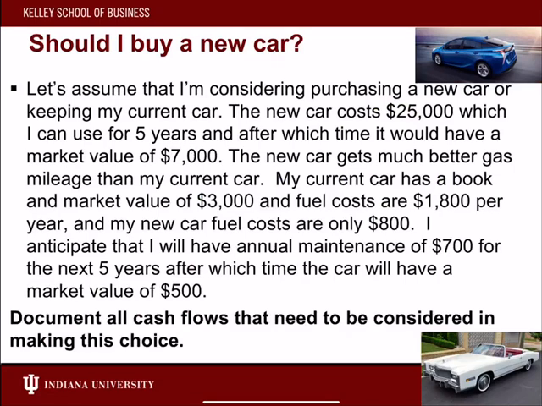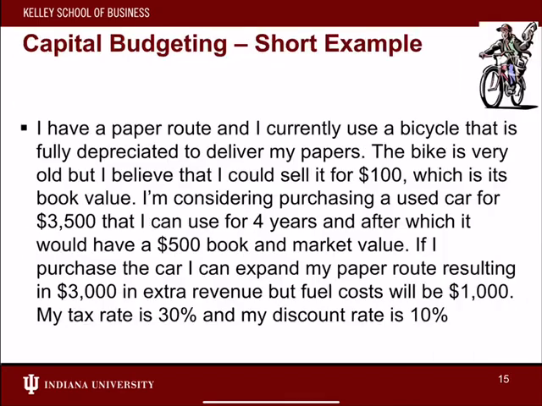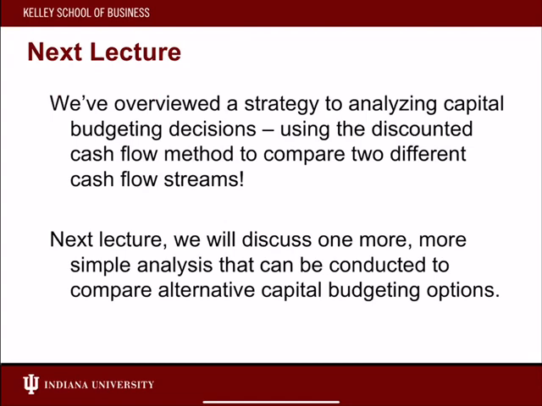So this is what the problems look like. Decision to buy a new car or not. Decision to buy some land or build the golf course on the land. And then if we're on a paper route, should we ride our bike or should we buy a car? So make sure you work through those problems. As always, be sure to work as hard as you can through them, check the answers, and then meet with your group and make sure everybody discusses and you guys are all on board.